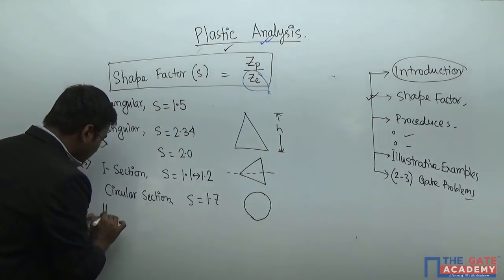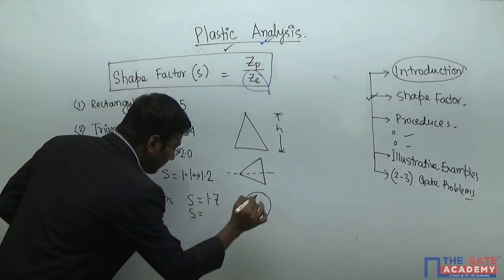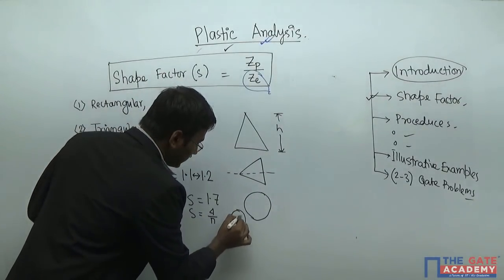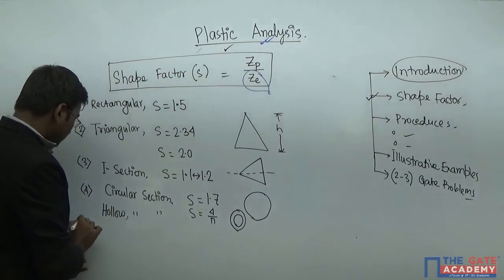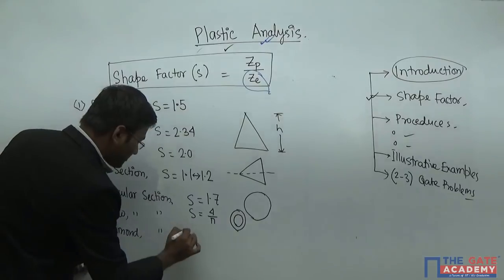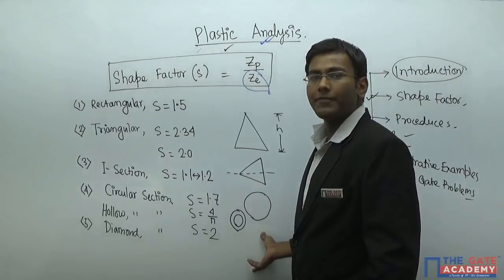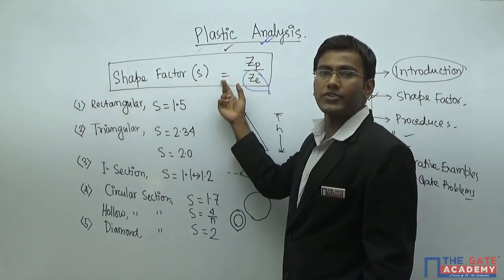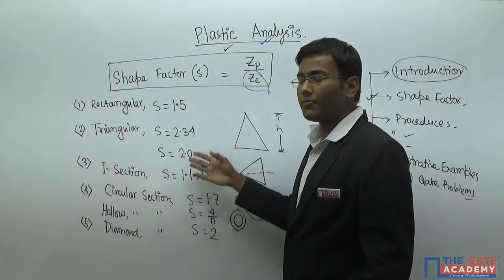Now, hollow circular section, it will be 4 by pi. And then the last one is diamond section. For diamond section, shape factor will be simply 2. All the calculations of shape factor can be done by this simple formula, plastic section modulus by elastic section modulus. And these standard cases are really important for GATE.